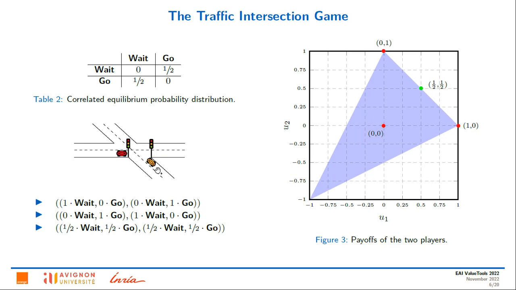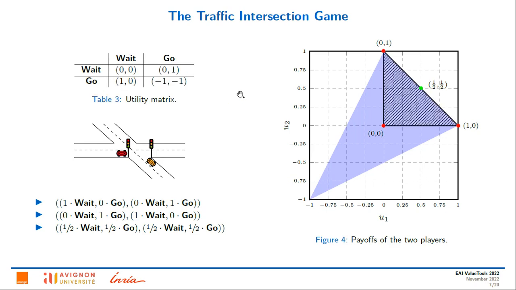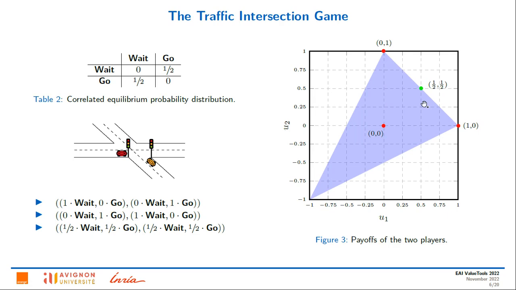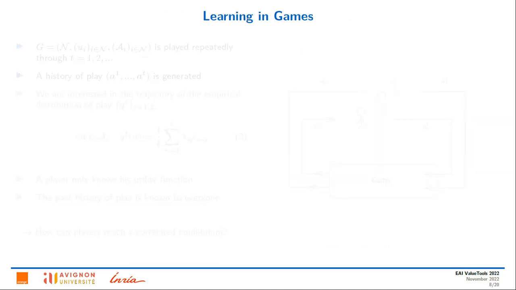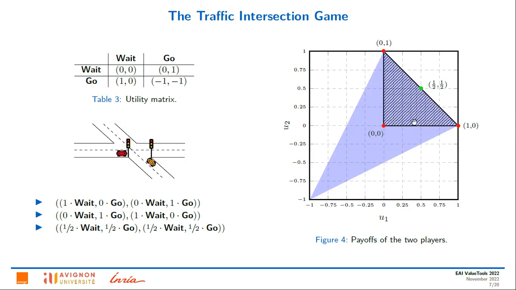Now, this probability distribution is a single example of a correlated equilibrium probability distribution, and the black area here represents the set of all correlated equilibrium distributions for this game, which naturally include the three Nash equilibria. And as I mentioned, it's pretty straightforward to obtain this set when the game is known. So we know the players, we know their action sets, and we know the utility functions. But this is rarely the case.